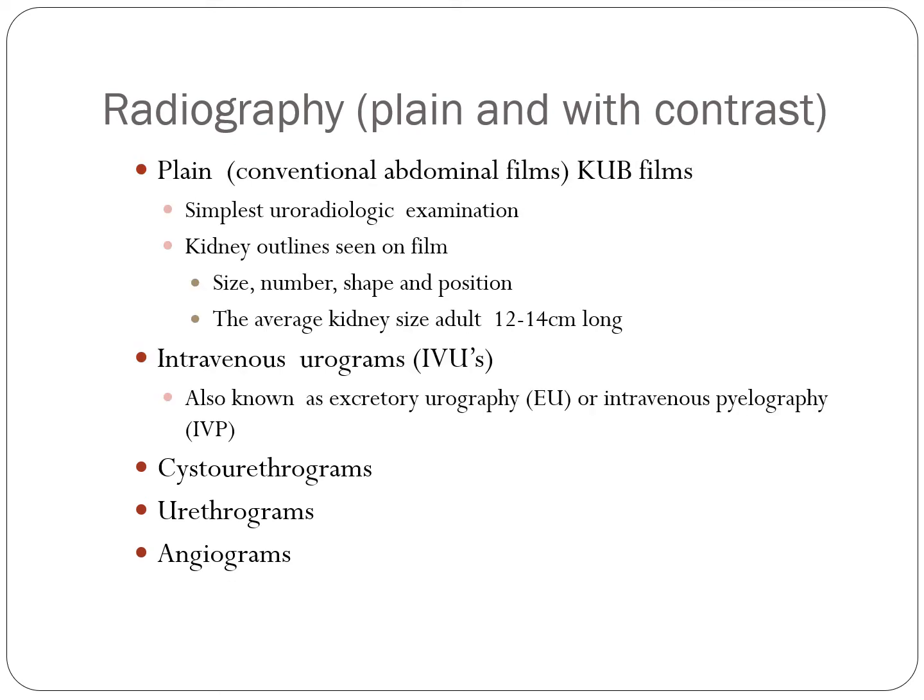Plain kidney, urinary bladder films are the simplest urologic examination. They outline the kidney's size, number, shape, and position. The average kidney size in adults measures 12 to 14 cm long. Intravenous urograms, also known as excretory urography or intravenous pyelography. Cystourethrograms, angiograms.